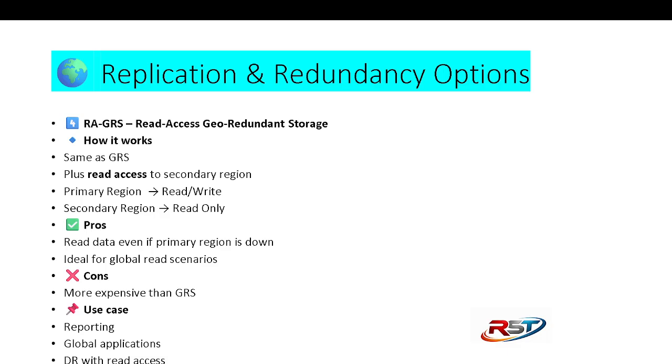Use case, reporting, global applications, DR with read access. If you want any disaster recovery that only required read access, then we use this. And global application, any global applications are there. So in that case, we use RAGRS. So any reporting, we want to save some other region. So in that case also we use RAGRS.